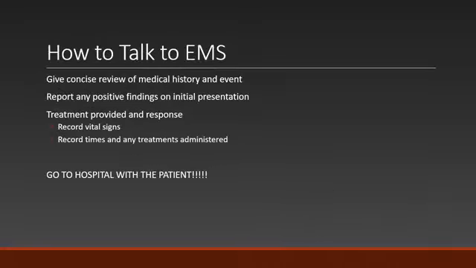Now, when help does arrive and EMS shows up, one of the things that you need to be able to do is quickly give a concise review of the medical history and the event, and report any positive or pertinent negative findings on the initial presentation. You want to give them a summary of what you've done, what the response was, and a record of the vital signs and the times and any treatments that were administered. You give them these records. You need to make sure that you have a copy for yourself as well.